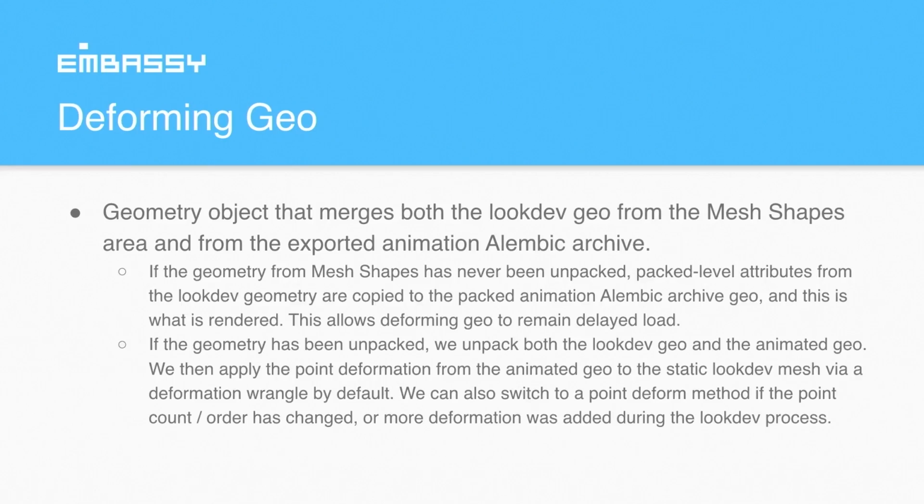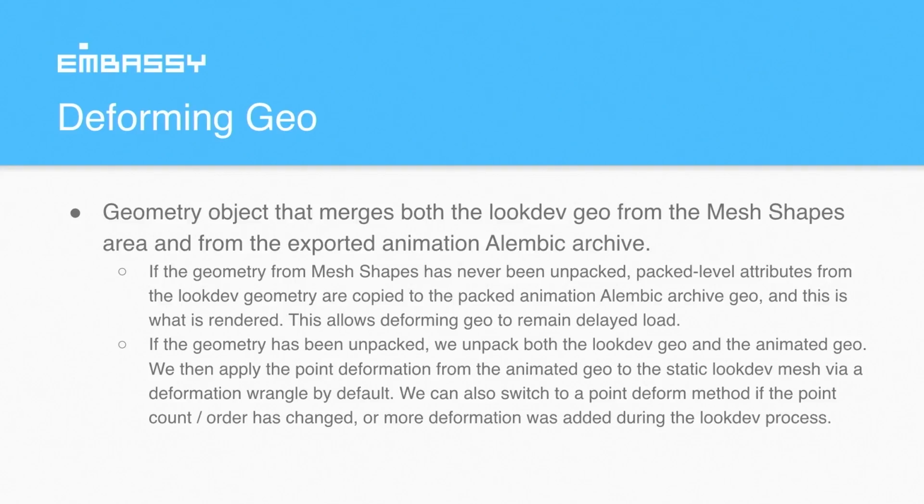The deforming geo, each geometry gets its own mesh shape. We try to keep our scenes as light as possible. So if the geometry from the mesh shapes has never been unpacked and altered in any way during the look dev stage, we basically just load in what was exported from animation, and then it remains delayed load all the way through.